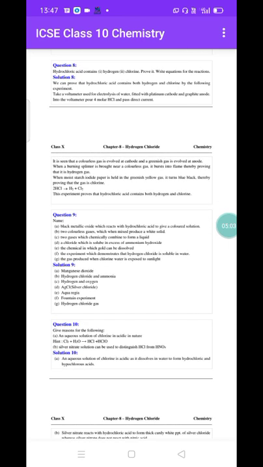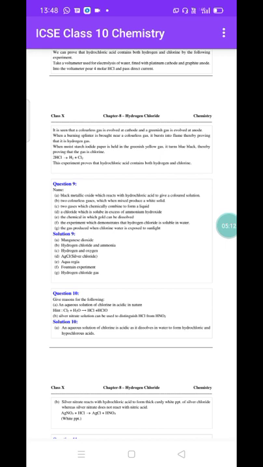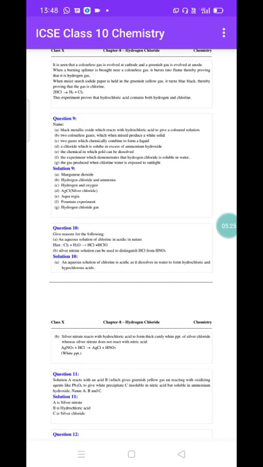Name the following. Black metallic oxide which reacts with HCl to give a colored solution: manganese dioxide. The experiment which demonstrates that hydrogen chloride is soluble in water: the fountain experiment. The gas produced when chlorine water is exposed to sunlight: HCl gas. There are different names for the following, please complete them.